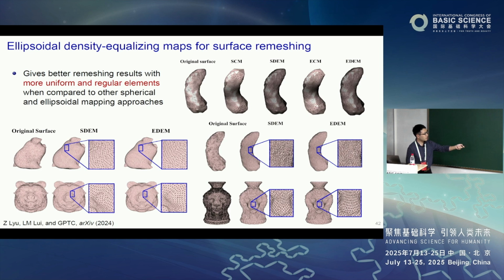By comparing these different approaches, where SCM is the spherical conformal mapping, SDEM is the spherical density-equalizing mapping, ECM is the ellipsoidal conformal mapping, and EDEM is the ellipsoidal density-equalizing mapping, we can see that this EDEM approach is giving us the greatest flexibility, so that we can achieve the most uniform and smooth elements in the remeshing results.